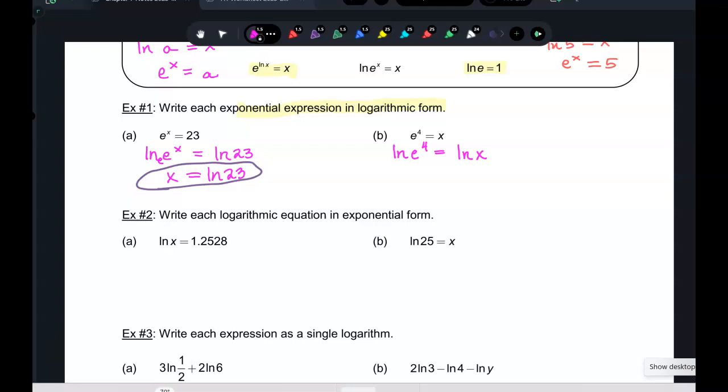Okay, what happens with the natural log and the e? They cancel. So I'm just going to be left with 4 equals natural log of x. We're just changing it from exponential to logarithmic. Natural log of e is equal to 1. So what can we do with the powers? We can move the 4 to the front, and if natural log of e is equal to 1, that's how we just get 4 here.